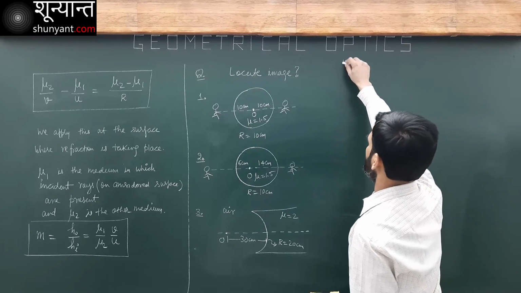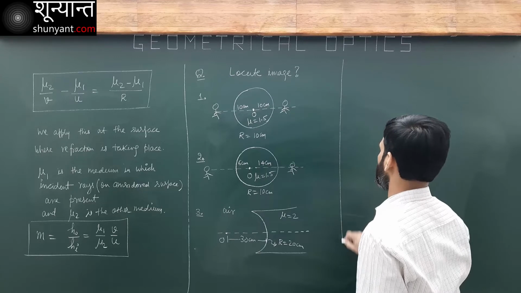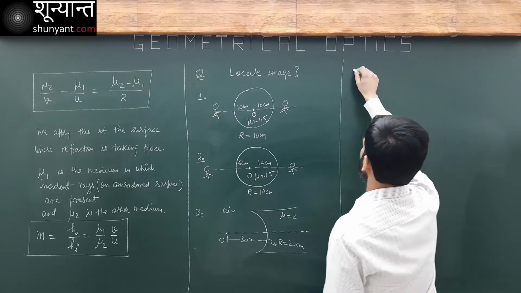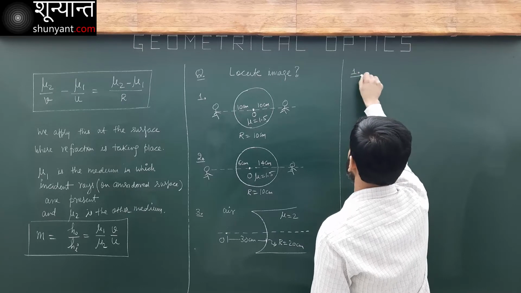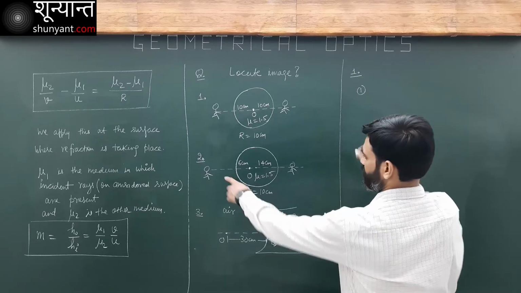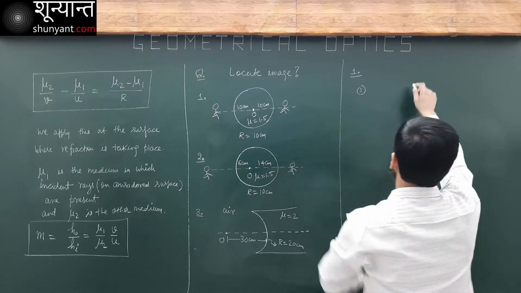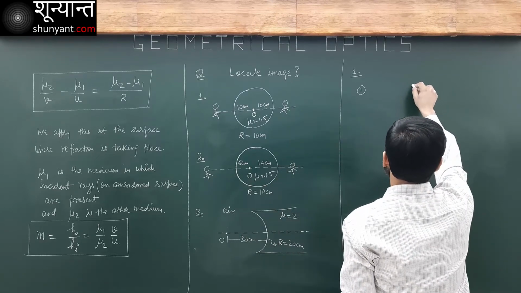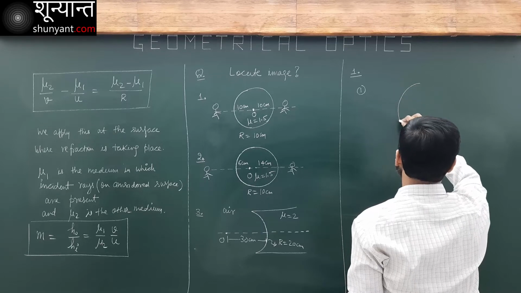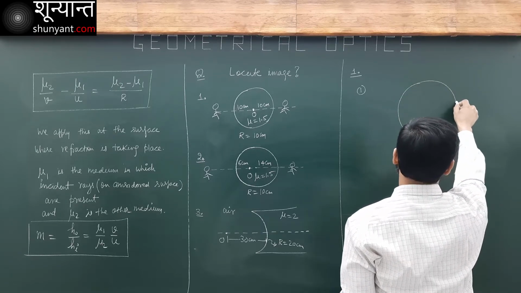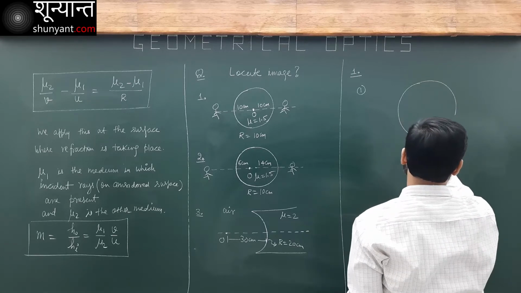We are going to do many problems. Let's look at the first problem. First observer. This is the first observer. From which surface is refraction taking place? Okay, let's consider only the first observer, that is on the left side. Left side is observer 1.